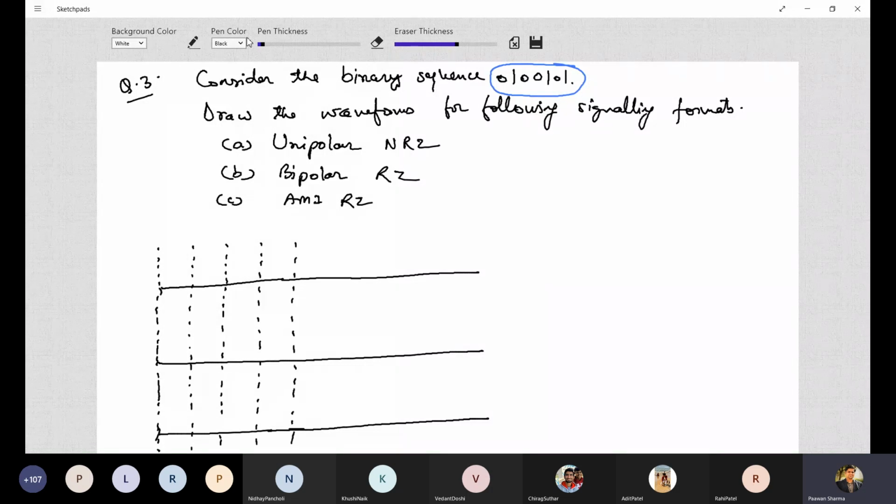0 1 0 0. Three more intervals we require. So this is for 1, this is for 0, and this is for the last bit, like this.